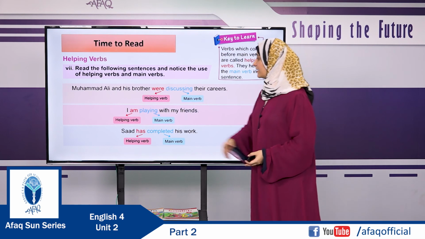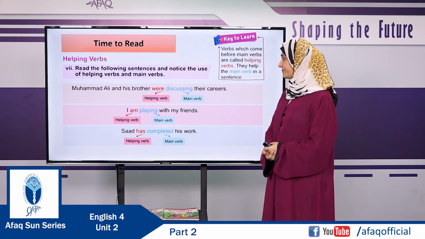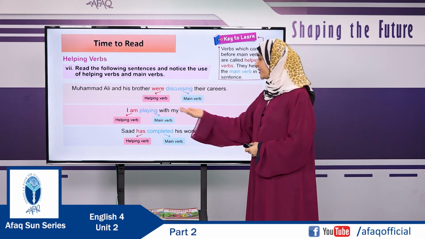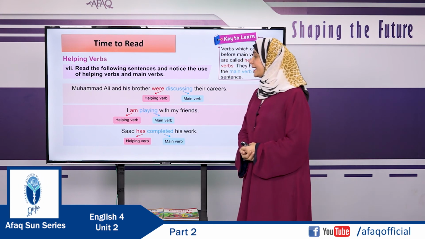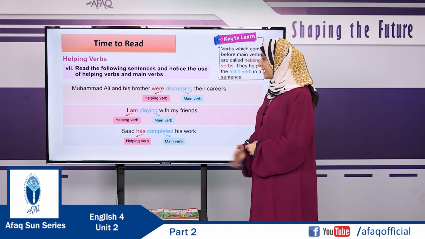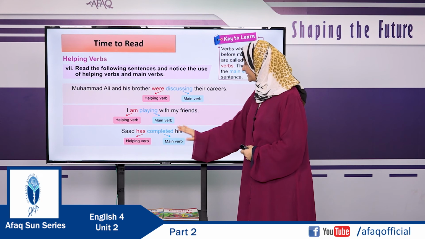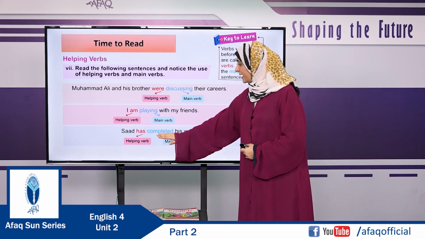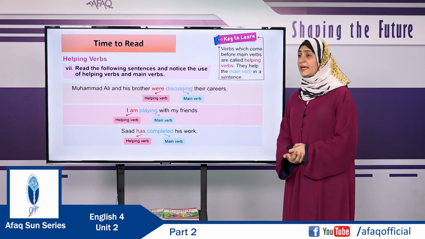Next is, I am playing with my friends. The word playing is the action word. This is the main verb and the word am is the helping verb, that is helping the main verb. In this sentence, you will find Saad has completed his work. Completed is the main verb and has is being used as a helping verb.